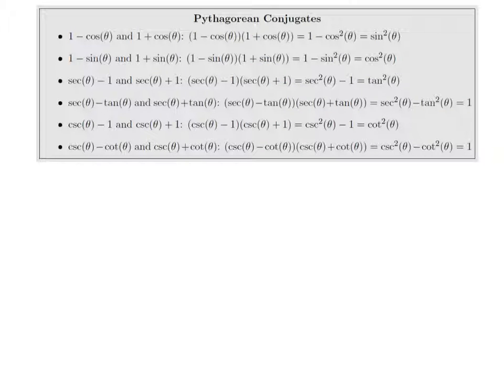Because of the last fundamental Pythagorean identities, this book makes mention of the Pythagorean conjugates. Now, a conjugate is nothing fancy. If you had a plus b, then a minus b is its conjugate. So we have 1 minus cosine and 1 plus cosine. 1 minus sine, 1 plus sine, secant minus 1, secant plus 1, etc. These are all just conjugates.